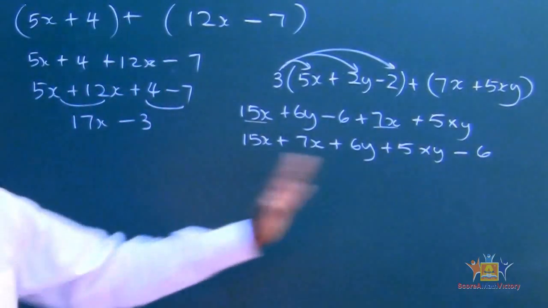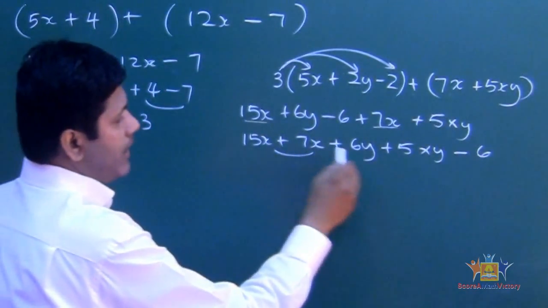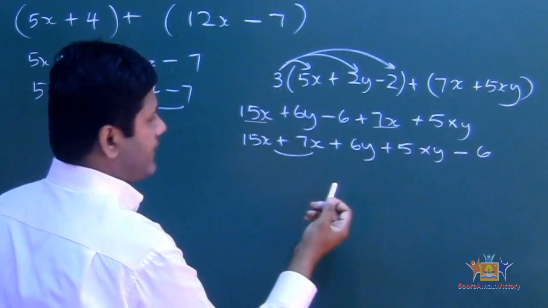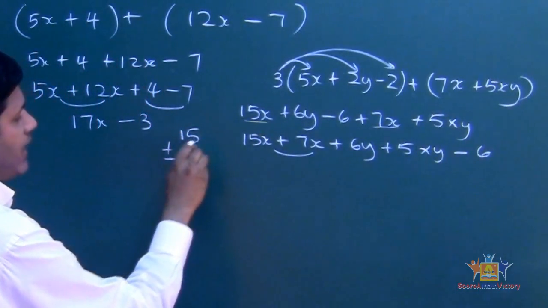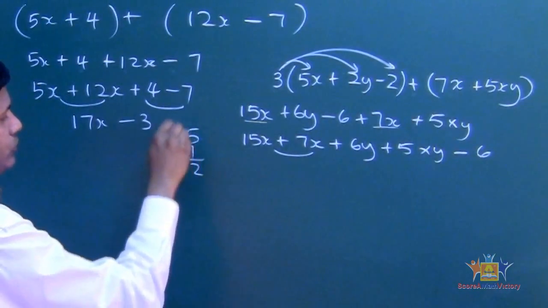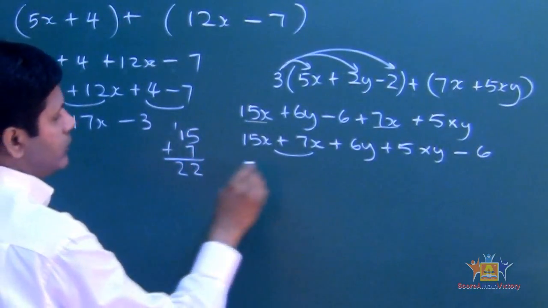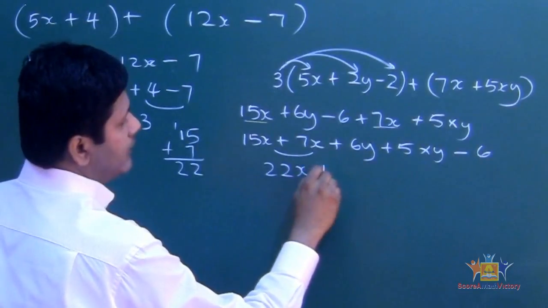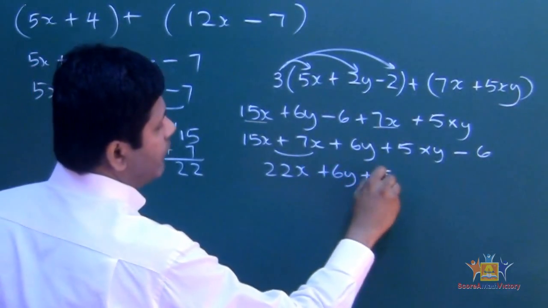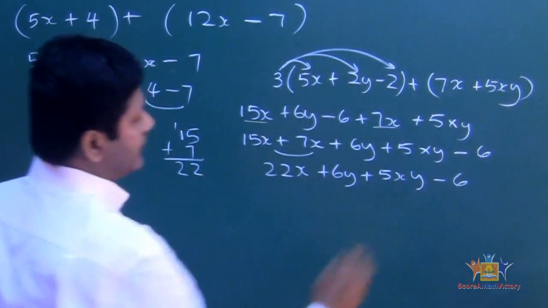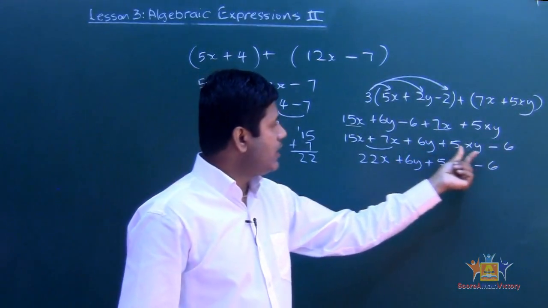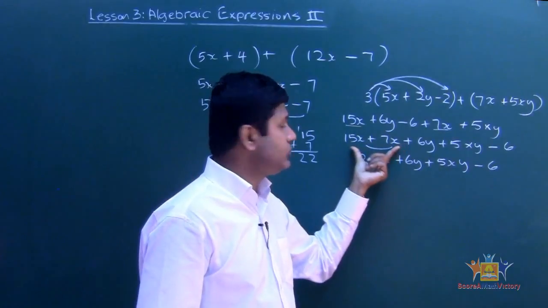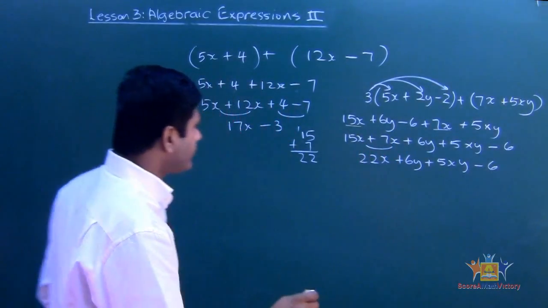Now combine them. These two can be combined, but this one you cannot, and that one is by itself also. So 15 plus 7: 5 plus 7 is 12, 2 carry 1, 1 plus 1 is 2, so it's 22x plus 6y plus 5xy minus 6 right there. Pay attention. They're not like terms, you cannot combine them, but these two are like terms. So let's do more.